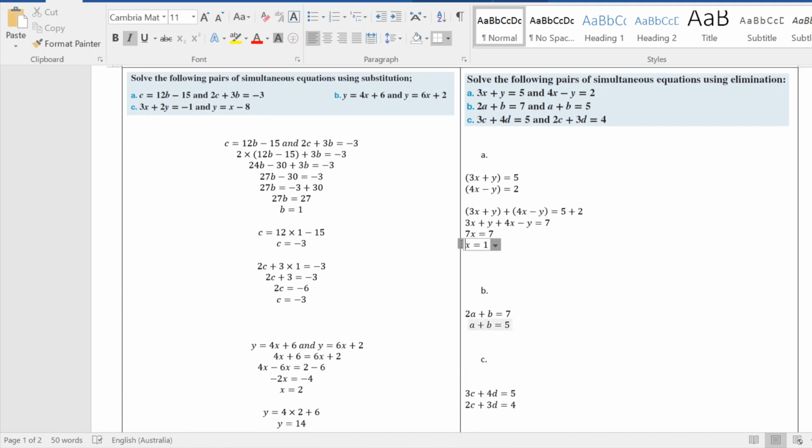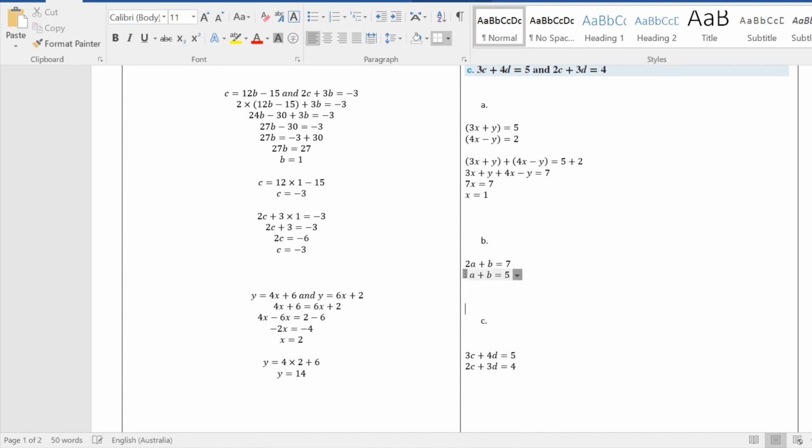Let's go down to our next one, in B. We've got 2a plus b equals 7. a plus b is equal to 5. Now, again, we have to pick a pronumeral that's easy to eliminate. And straight away, my eyes are drawn to this b. Now, I've got a positive b and a positive b. So how do I eliminate two positives? Well, I can't add them, because if I did positive b plus positive b, I'd end up with 2b.